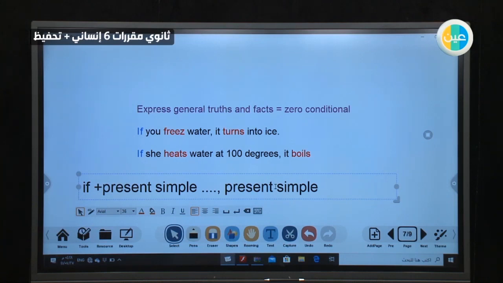Look at the second sentence. If she heats water at 100 degrees, it boils. She heats, present simple. It boils, present simple. Okay.